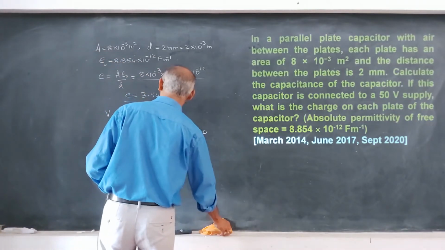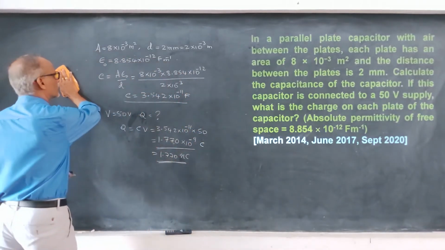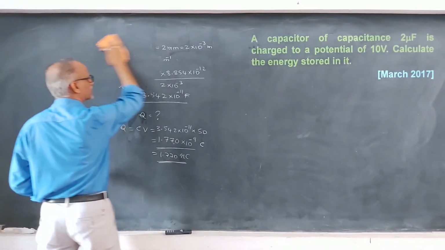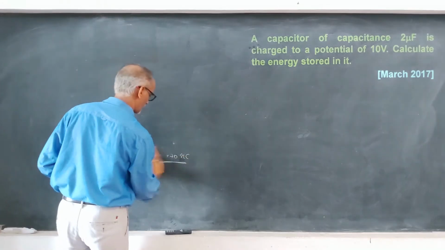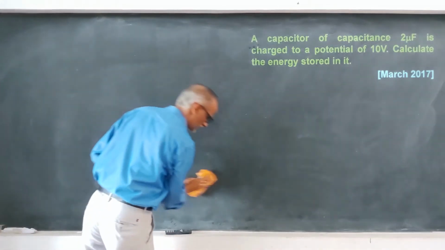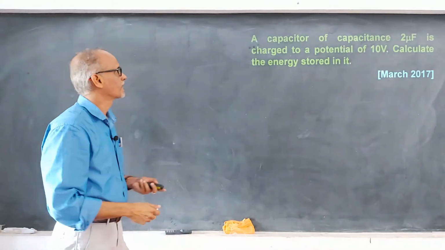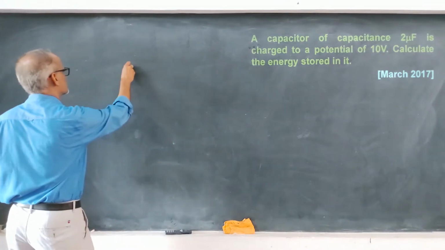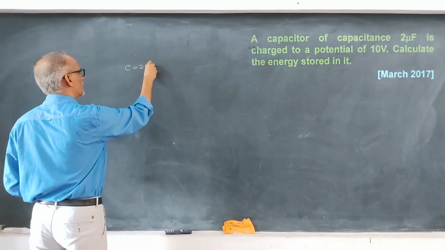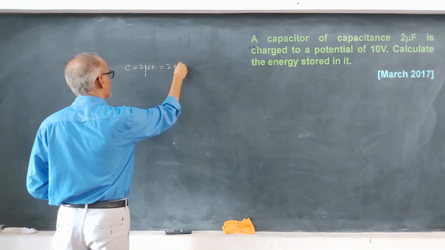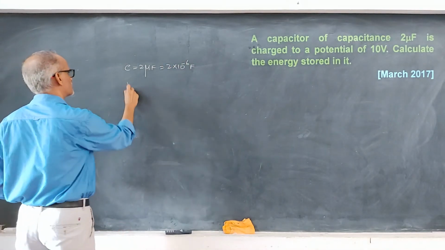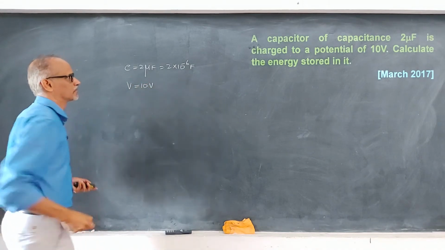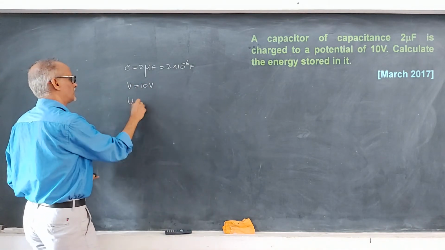So let's try one more numerical related to this topic. So this is either a 2 marks or 3 marks question. That is, a capacitor of capacitance C is given, which is 2 microfarad, 2 into 10 to the power minus 6 farad, is charged to a potential difference of V is equal to 10 volt. Okay. Calculate the energy stored.